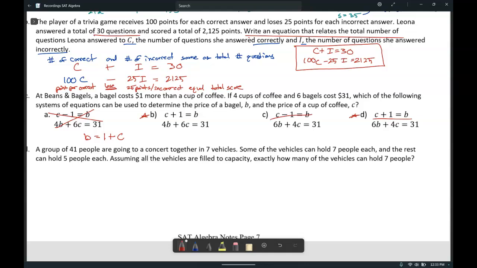4 cups of coffee and 6 bagels cost $31. So we have 4 coffee, and 6 bagels cost $31. Well, this one has 4 bagels and 6 coffees, so that's not going to be it. This one has 6 bagels and 4 coffees. That is going to be our solution.